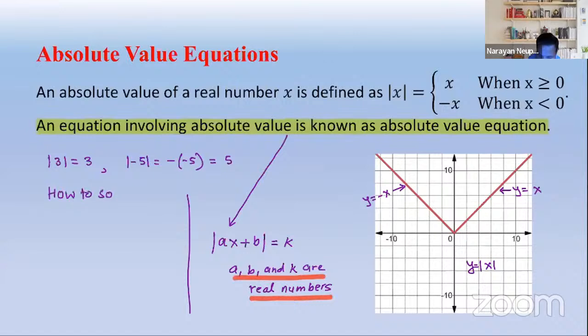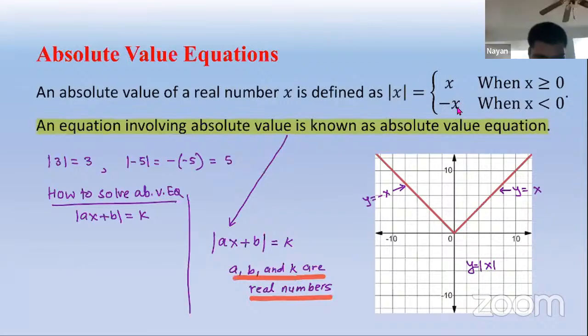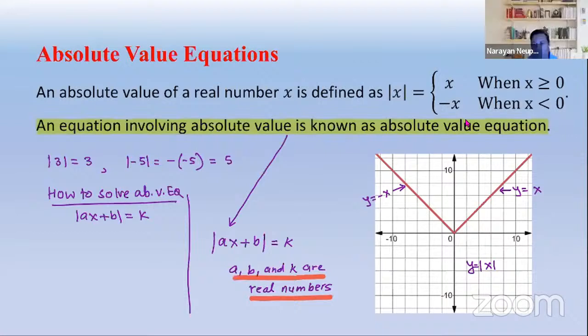How to solve the absolute value equation. So I'm going to give you a quick hint here. If you have the equation like |ax + b| = k, then what we know here, if we go to the definition, if x is inside, it can be positive x or it can be negative x, right? So if we use that concept, we are going to get two equations here.